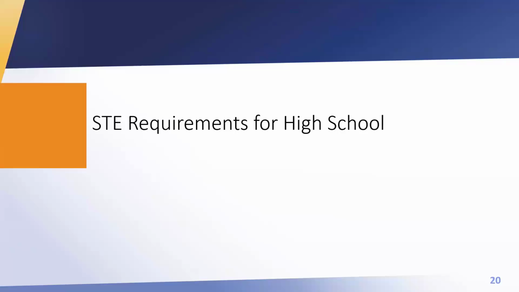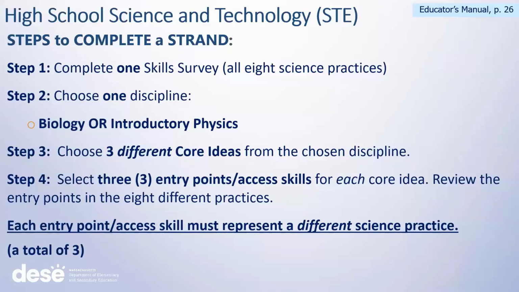So high school is a little different. So I'm going to show you that. In high school, you still have to do the skill survey. Remember, everything you put in that binder is going to have a skill survey. For high school, you choose one discipline, either biology or introductory physics, one or the other, not both, just one. You can't mix and match.